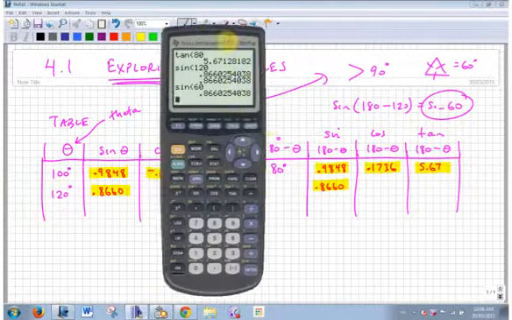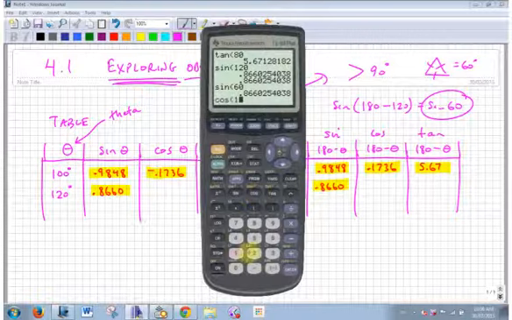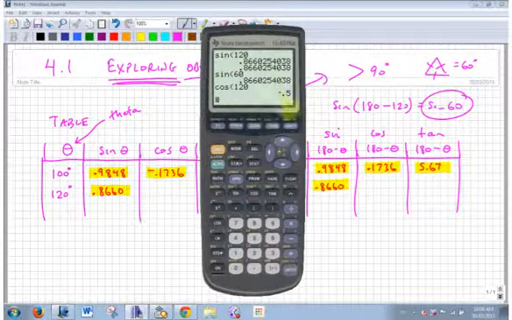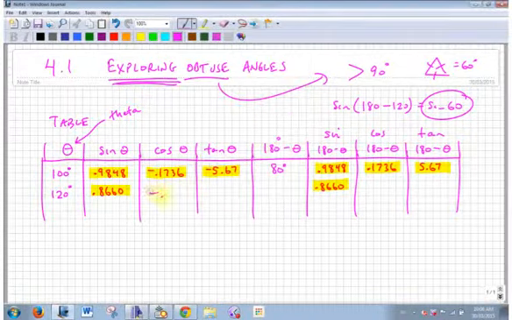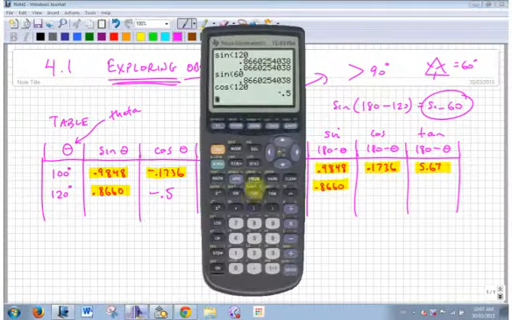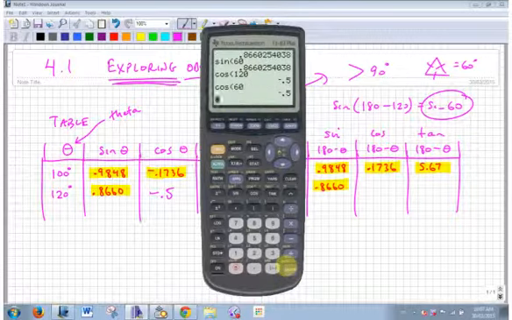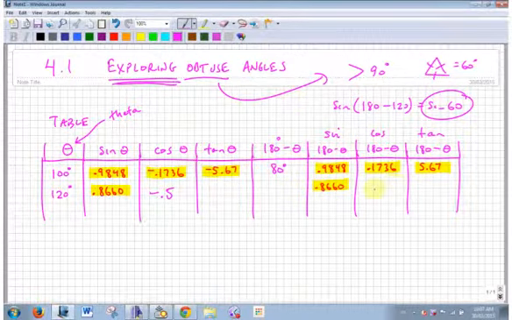Cosine of 120. What's that? Negative something. How about negative 1/2? Any predictions on what cosine of 180 minus 120, that's 60? Any predictions on cosine of 60? Positive or negative? Let's have a look. Cosine of 60. It is 0.5. Positive.